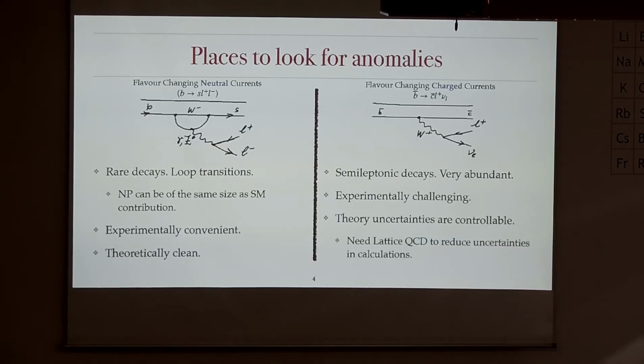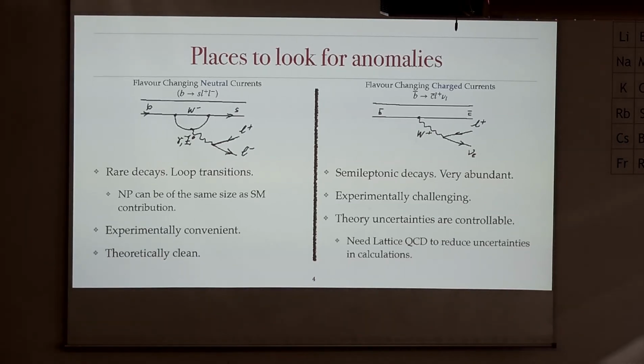So now where do we look for anomalies? The idea is that if for the standard model the couplings with the leptons are the same, so the standard model cannot distinguish, if this ratio is 1, so if it's equally likely to decay into an electron or a muon, this is a very good place to look, because any experimental deviation from 1 would be an indicator of new physics. So essentially we have two places to look. We have the flavor-changing neutral currents, and we have the flavor-changing charged currents.